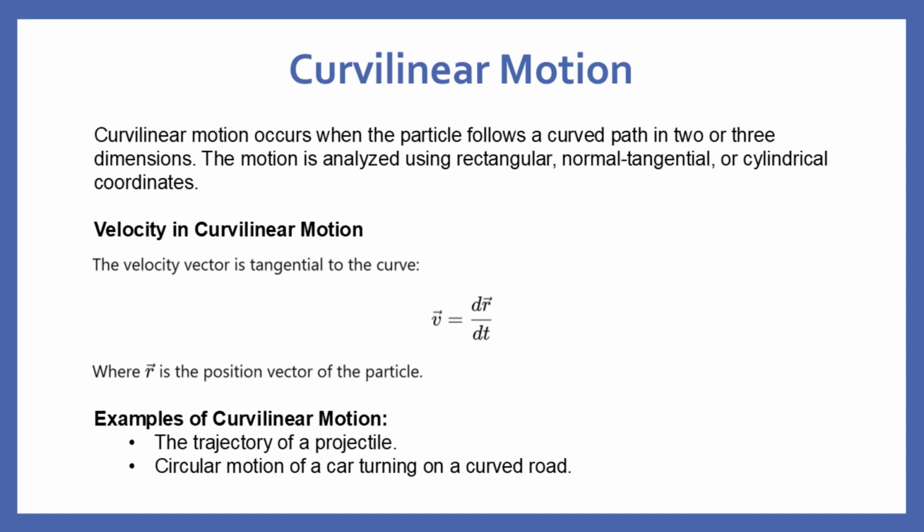Projectile motion, where a projectile's path forms a parabolic curve, and the circular path of a car navigating a curved road, illustrate curvilinear motion's complexity. This motion is fundamental in everyday life and engineering, from spacecraft trajectories to athlete movements and celestial orbits.